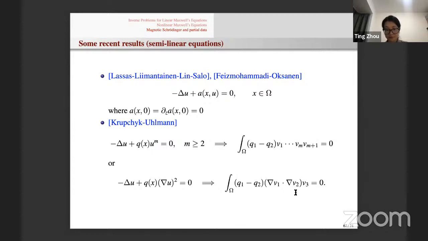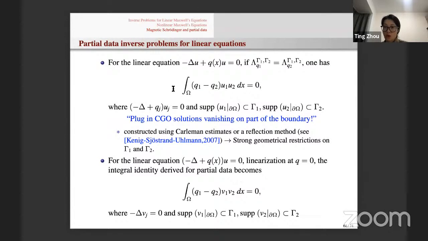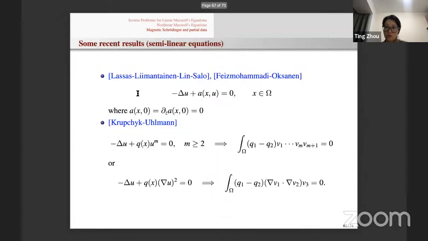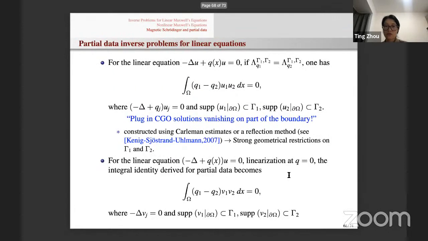The same here. So all these inverse problems are now reduced to finding solutions for harmonic functions, vanishing here and there on the boundary, so that this integral identity gives you the information on the coefficients.